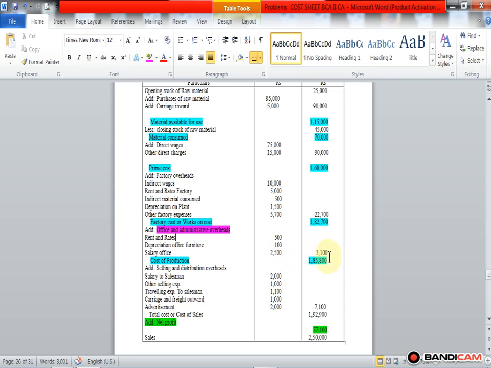So the total is 3,100. This 3,100 is added to factory cost, that is rupees 1,82,700. We get 1,85,800 as cost of production. Okay, so we get a cost of production of rupees 1,85,800. In cost of production we add selling and distribution overheads.